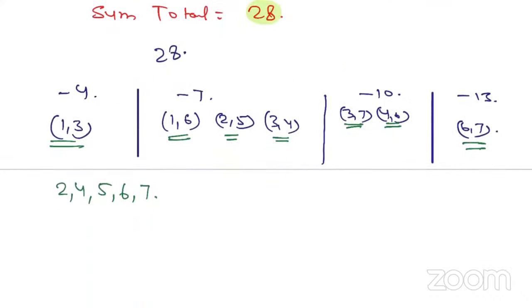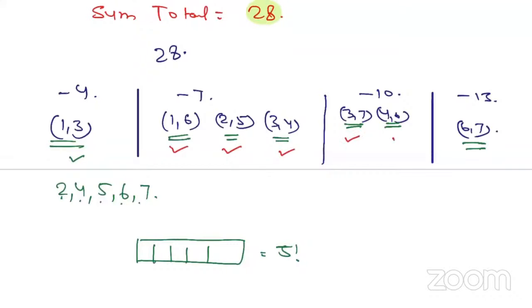In every case, what we are getting is 5 numbers, with which we have to form a 5-digit number in factorial 5 ways. I guess we all know that. And how many possible cases are there? 1, 2, 3, 4, 5, 6, 7. So total number of cases will be 7. So this is 7 into factorial 5.